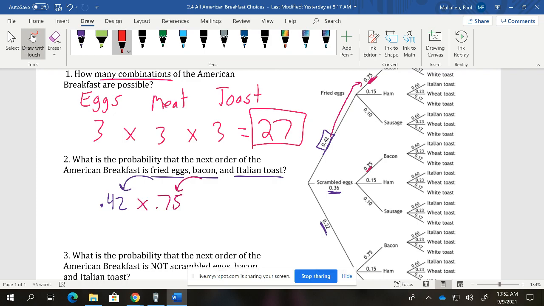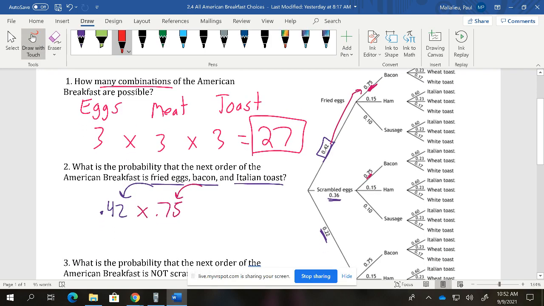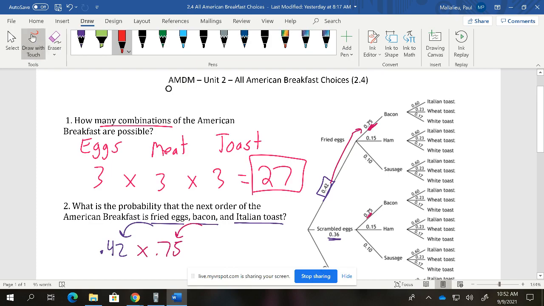And then Italian toast. When we look at our Italian toast, going that same track, we are at bacon, and I've got to scroll just a little more. There we go. Bacon, and then we're headed to our Italian toast. So that would be times 0.60. All right, that's our Italian toast.